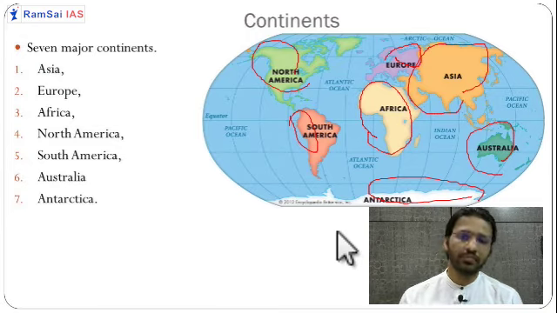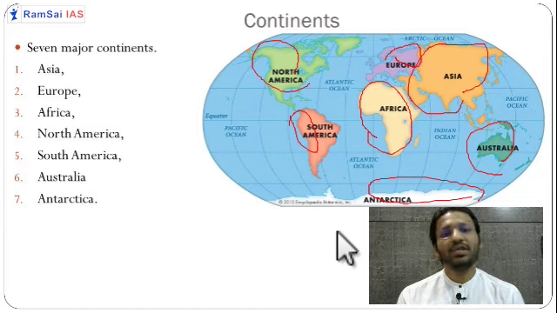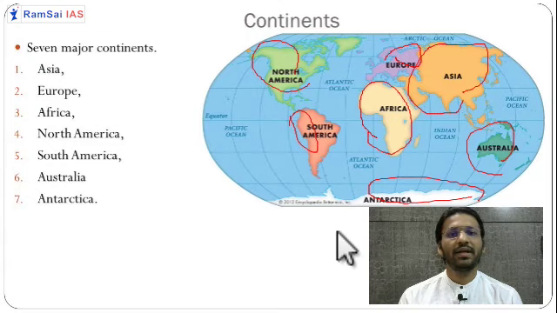Though it looks solid, the Arctic region and the North Pole is actually a huge ocean, the Arctic Ocean. But Antarctica is like an ice sheet resting on a landmass. So Antarctica has some landmass. That's why it is a part of a continent. So Antarctica is the seventh continent.